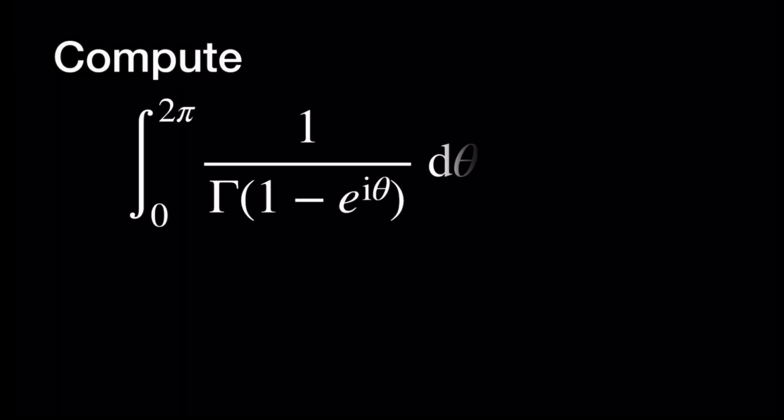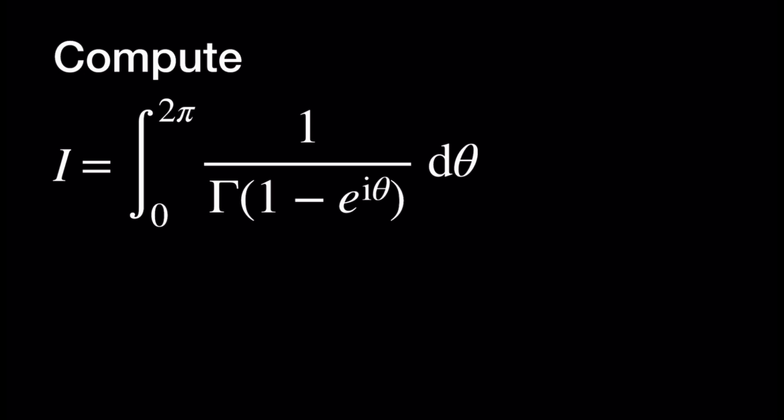Hello everyone and welcome. In this video we're going to compute the integral from 0 to 2 pi of 1 over gamma of 1 minus e to the i theta d theta. Let's denote it by I. So we see here that this integral is improper at 0 and at 2 pi because it's 2 pi periodic, so that kind of makes sense.